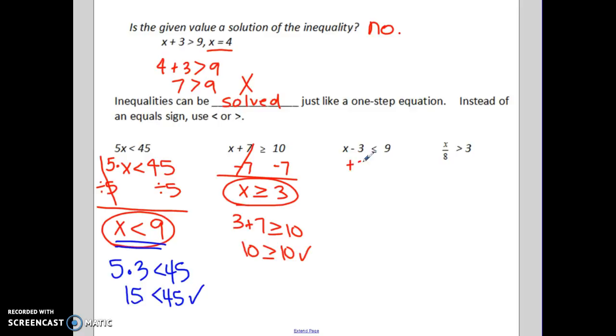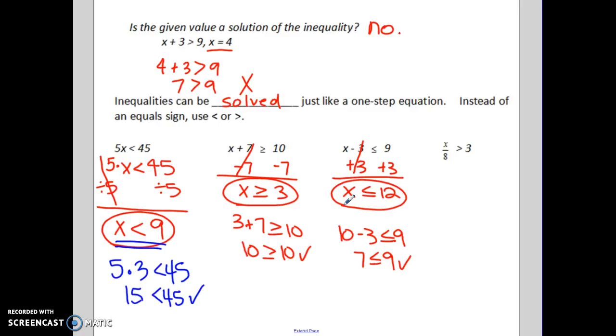X minus 3, we want to add 3 to both sides. That cancels out, and we're left with x is less than or equal to 12. So I could plug in 12 for my x, or I could plug in a number less than 12. So if I do 10 minus 3 is less than or equal to 9, that gives me 7 is less than or equal to 9, and that is a true statement. So I know this is a good solution.